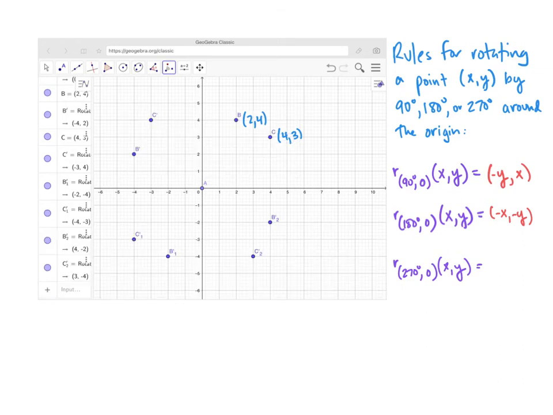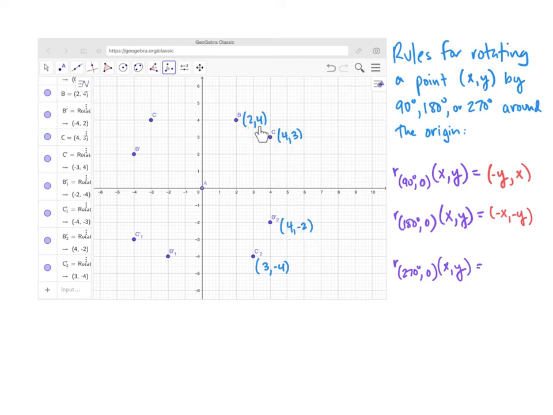And we're going to rotate C around point A, and this time it's going to be 270 degrees. And now let's investigate these coordinates. So B is now at 4, -2, and C is now at 3, -4. So do we notice a pattern here? Well, B went from 2, 4 to 4, -2.